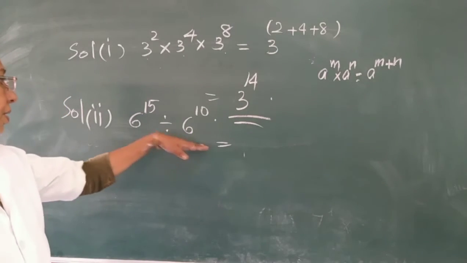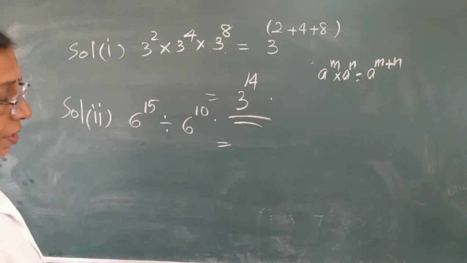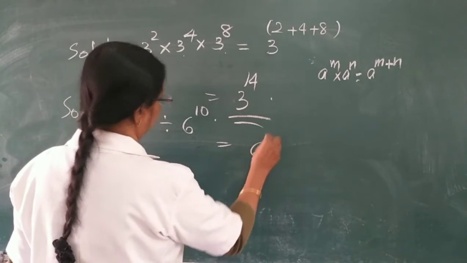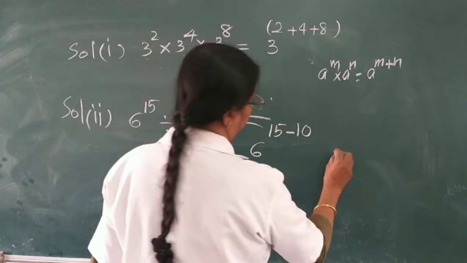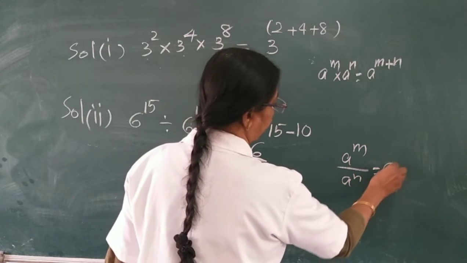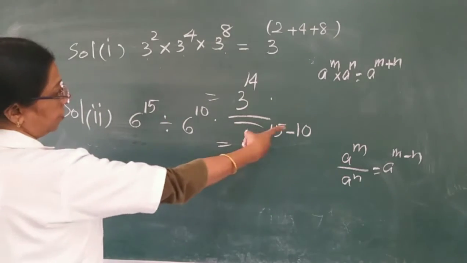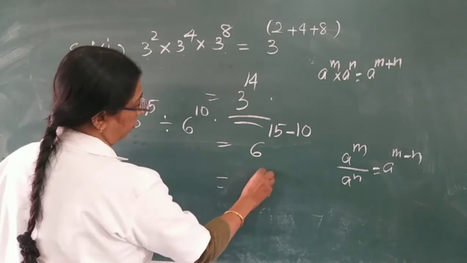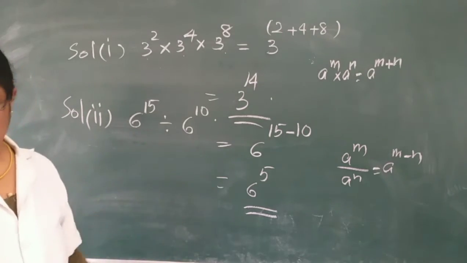The base is the same. So we can apply a raised to m divided by a raised to n is equal to a raised to m minus n. That law. 6 raised to 15 minus 10. Here you write a raised to m divided by a raised to n is equal to a raised to m minus n. The subtraction division formula to subtract the powers. Here it is 6 raised to 5. That is the answer. 6 raised to 5 is the exponential form of this.